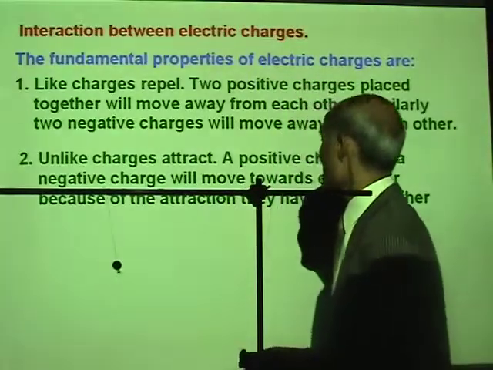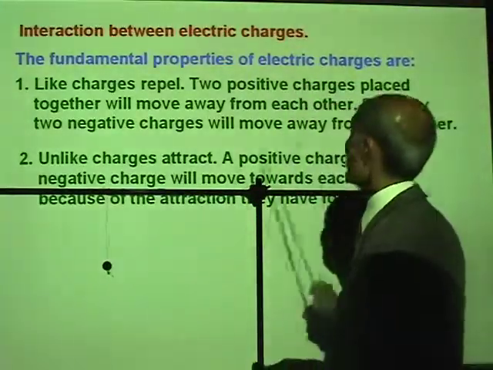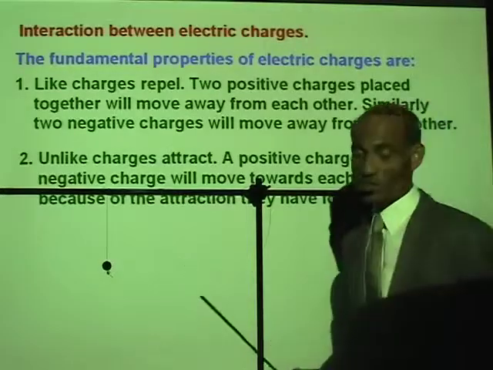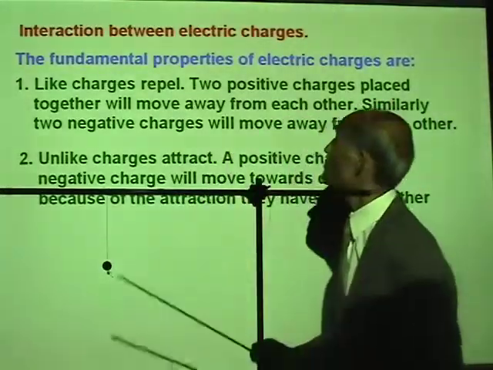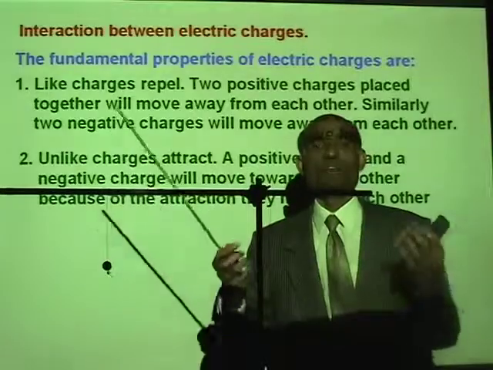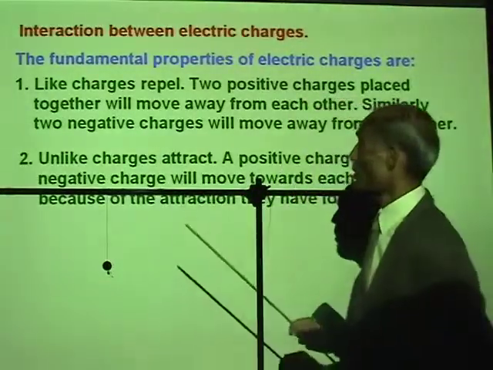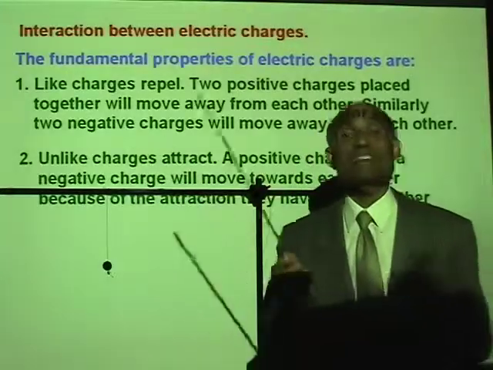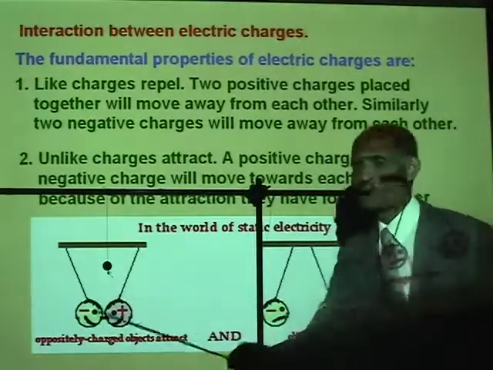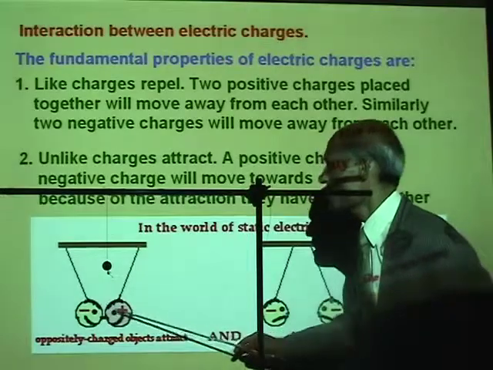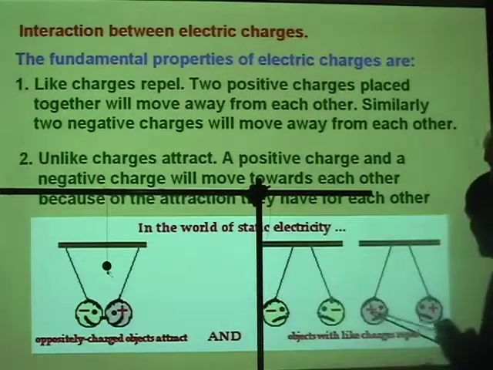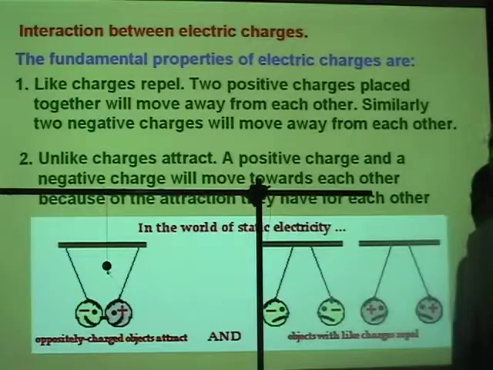So, unlike charges attract. A positive charge will attract a negative charge, and they will move towards each other because of the attraction they have for each other. So these are very important properties. We have like charges. Two negative charges will repel each other. Two positive charges will repel each other. On the other hand, a positive charge will attract a negative charge. I have illustrated that over here. A positive charge, just the same kind of ball that I used. A negative charge and a positive charge will attract. Two negatives will repel. Two positives also will repel.